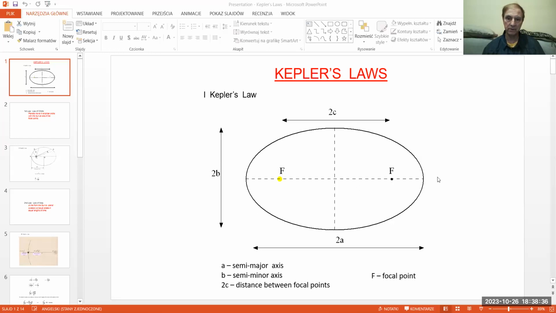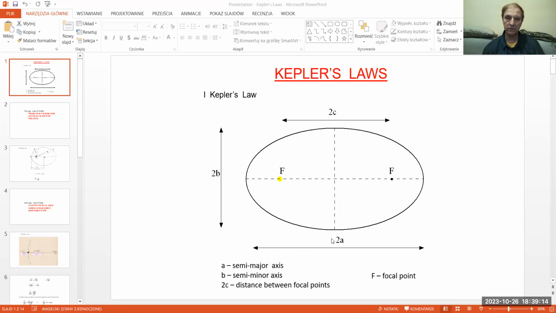Such an ellipse can be characterized by a semi-major axis, which is half of the major axis. Here, from this point to this point, is the major axis. Half of this, from this point to the center, or from the center to this point, is the semi-major axis. According to this picture, the major axis is marked with 2a, therefore the semi-major axis will be a.